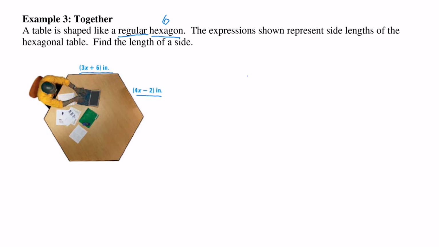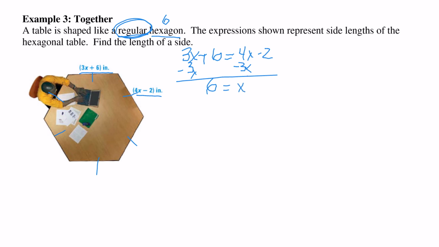So first we need to find the x. Because we have a regular figure, we know that these two pieces, all of the sides really, will be congruent to each other. So we can write 3x plus 6 is equal to 4x minus 2. So we can solve for x. I can subtract my 3x over. So I get 6 equals x minus 2. Then I can add my 2 to the other side. So I get 8 equals x.